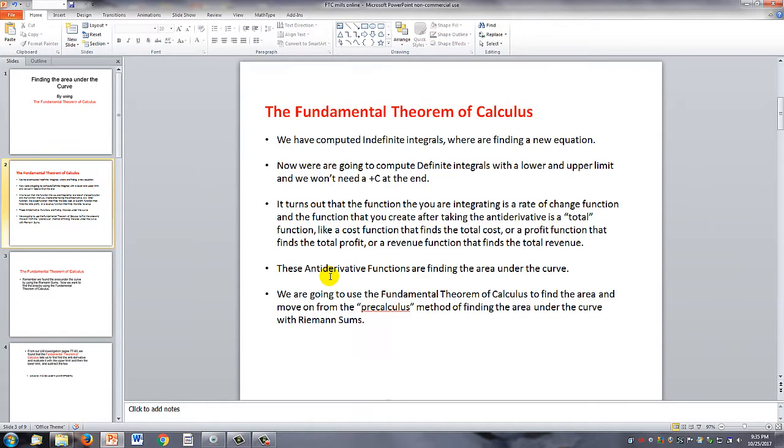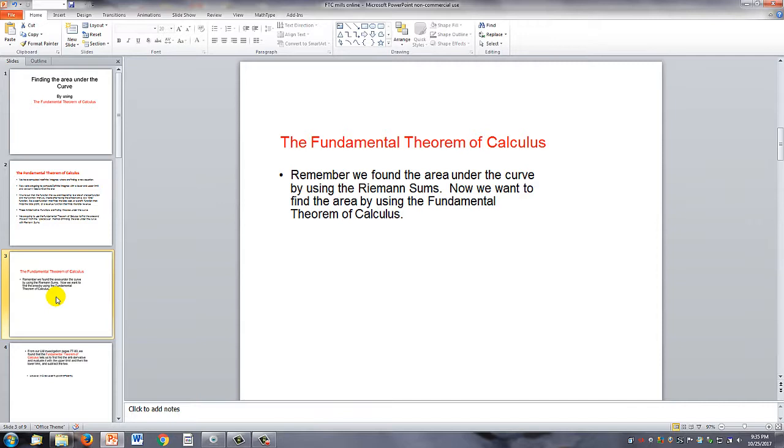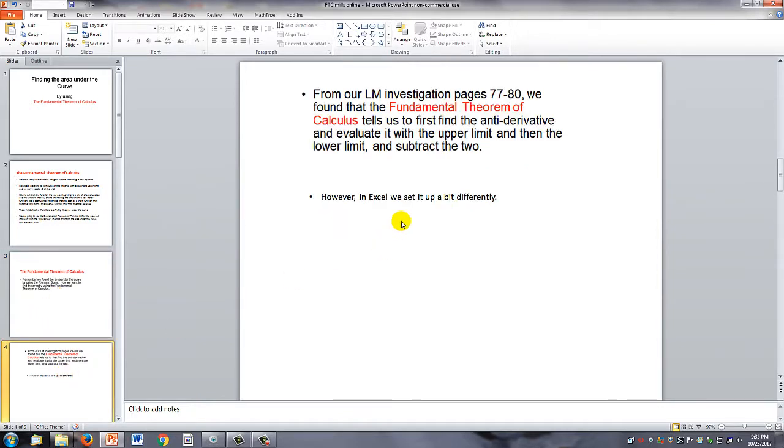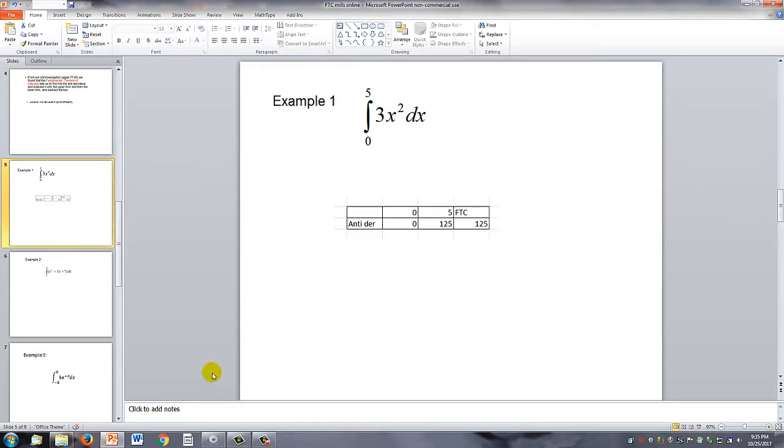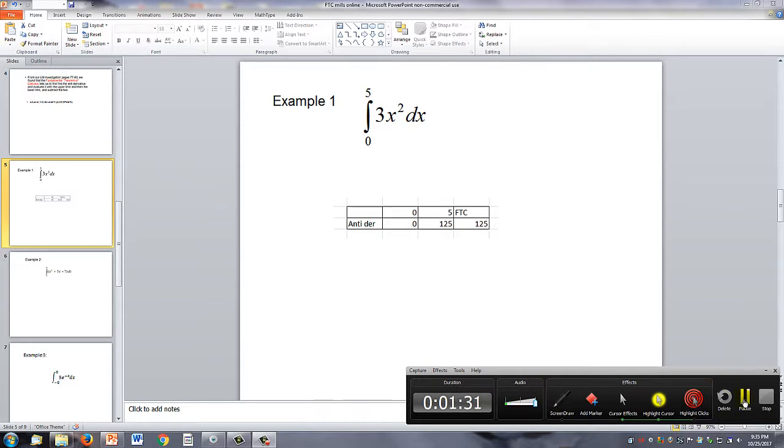So we're going to use the fundamental theorem of calculus to find the area and move on from the pre-calculus method of finding the area under the curve with Riemann sums. We've already looked at the investigation, pages 77 through 80, and we found that the fundamental theorem of calculus tells us to first find the antiderivative and then evaluate it with the upper limit and the lower limit and then subtract the two. It's not really set up differently, but we are going to look at Excel and see how to solve those using Excel.